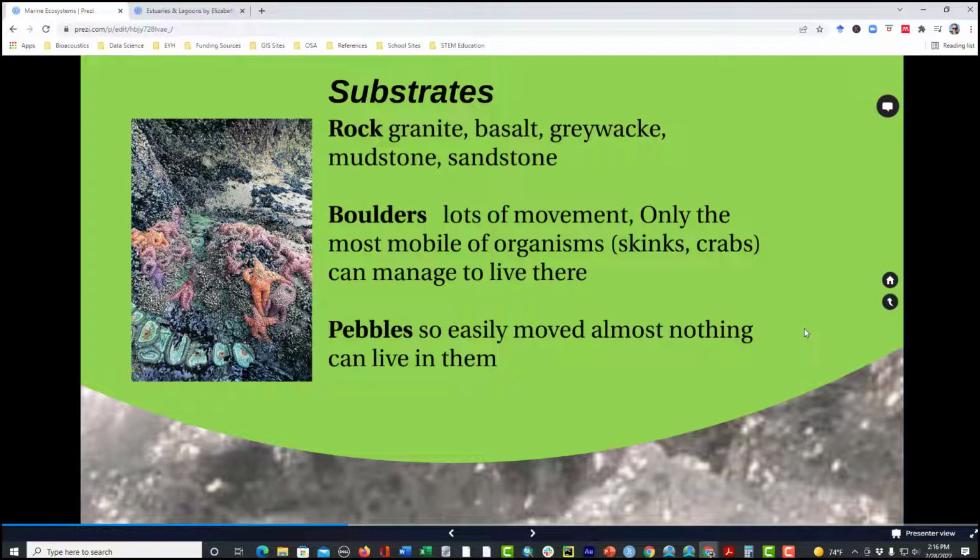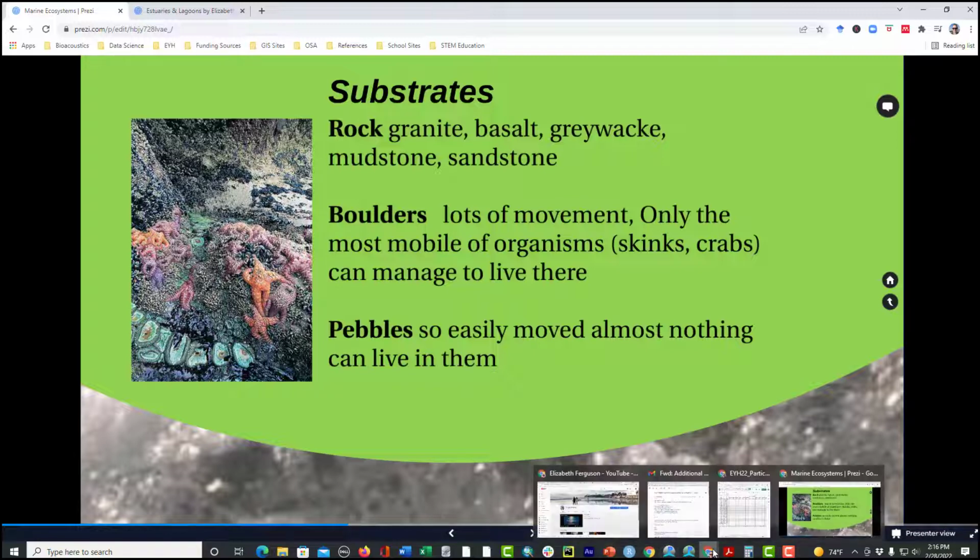Pebbles are going to be easily movable substrate, so lots of times it's impossible for organisms to create a home there. So we find these rocks to be the most diverse in terms of the organisms that are able to attach and find a way to withstand wave action as well as other elemental issues.